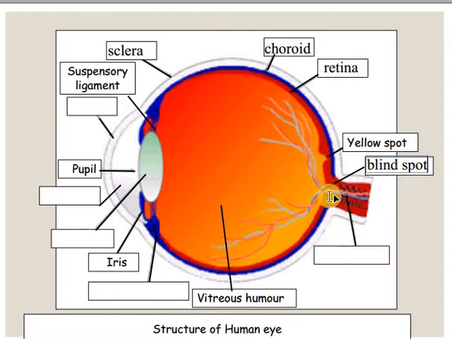Okay, so all the impulses that are produced by the photoreceptors are sent to the brain through this optic nerve. Okay, optic nerve. And then inside here we have liquid. This inside here is filled with liquid. This liquid is called the vitreous humor, and this liquid is transparent.